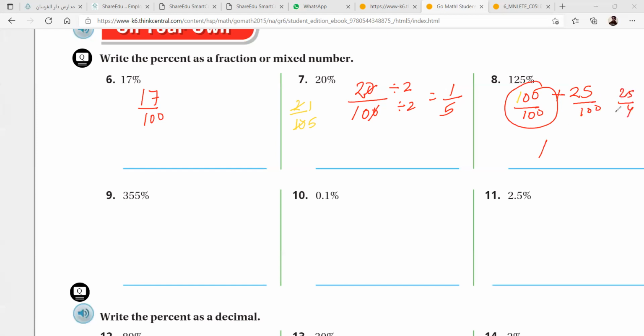25 times 4. Miss, 25 is times 5. Okay, come on. If you want to do with divide by 5, let us do. It's 5 over 20. Again, you can divide by 5. So you get 1 over 4. Okay?